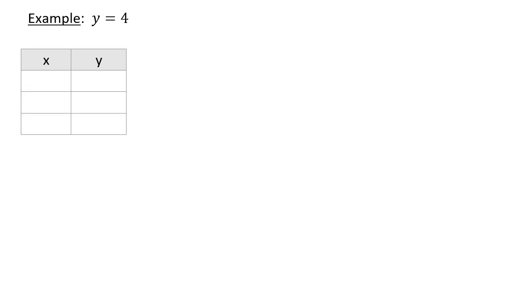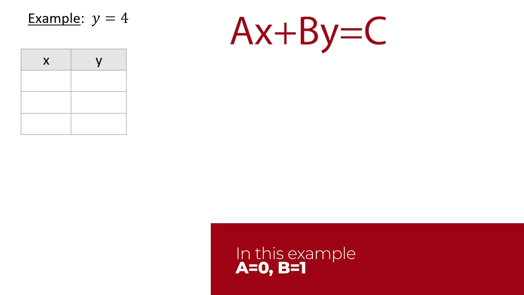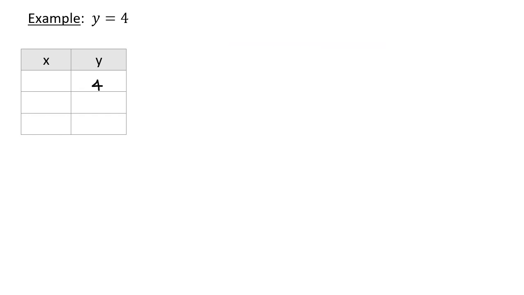Next we have the equation of a horizontal line. Y equals 4. This is where the A value is 0. You just can't have both A and B 0. One could be 0. Either A could be 0 or B could be 0. So in this case, this is a horizontal line. Y is always the value 4. So x could be anything.